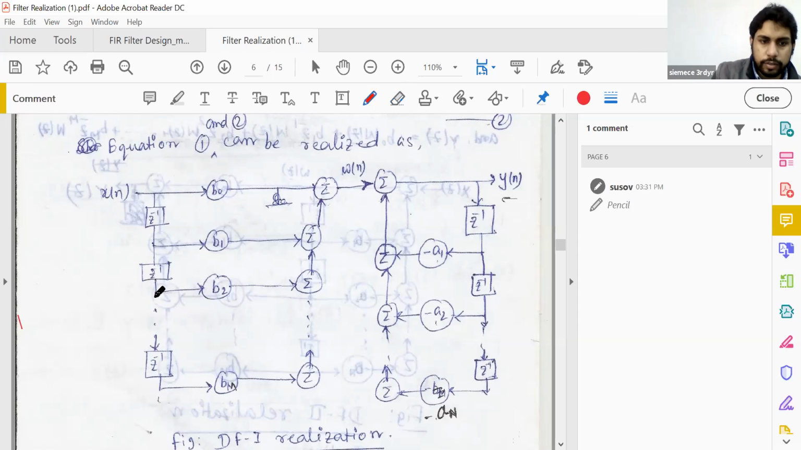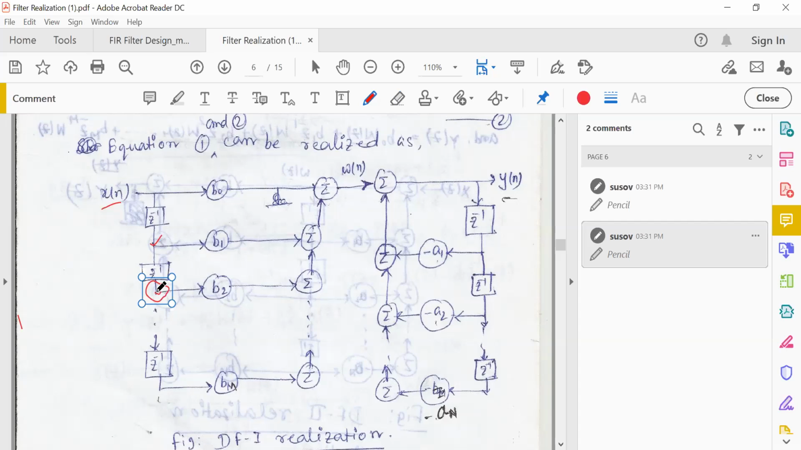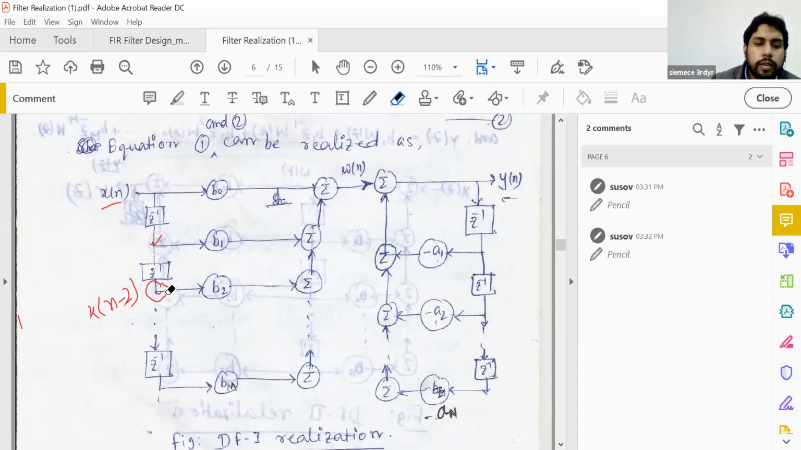Okay, so I am asking what is the signal value at this point. That means x of n is delayed by one sample here, and delayed by another sample. So the value is x of n minus 2, because x of n passes through two delays. This z to the power minus 1 block delays your sample by one value. Then this is the multiplication.